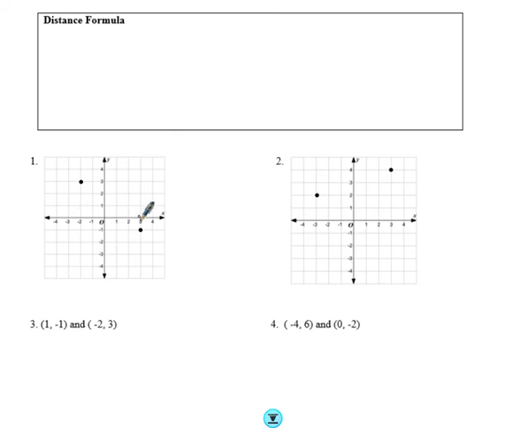We can look at it graphically, like you see in problems 1 and 2, or we can look at it numerically without the graph, where we're just given 2 points. The distance formula itself sometimes helps students remember it if we refer to it as the SpongeBob formula. So it looks like SpongeBob a little bit.